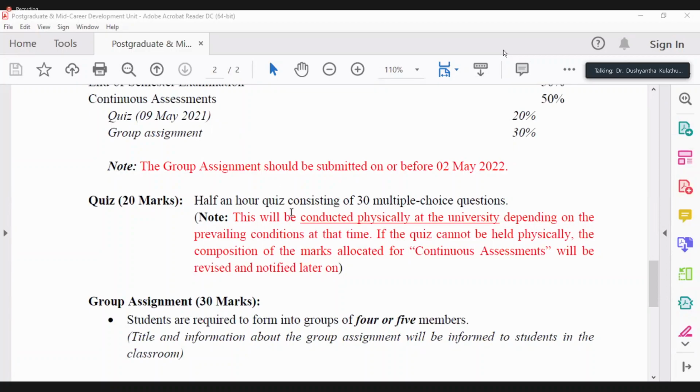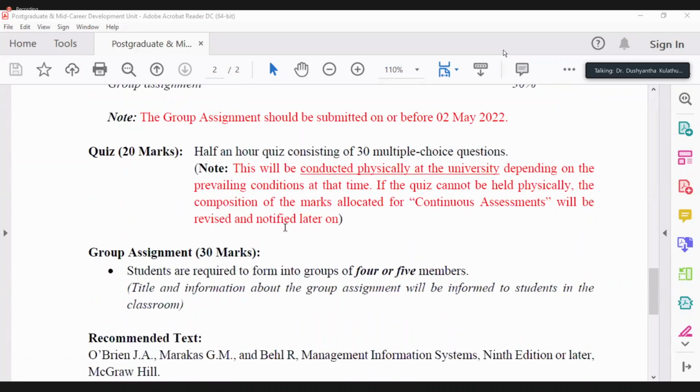continuous assessment marks. And for the group assignment, the maximum number of members that can be included in a group will be 5 members. So better to form groups consisting of around 4 or 5 members, and don't come up with individual assignments. We are not encouraging it at all.